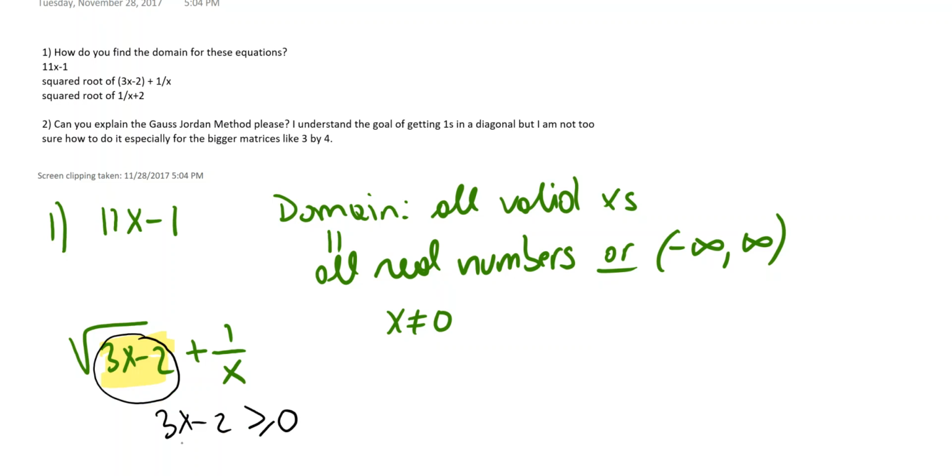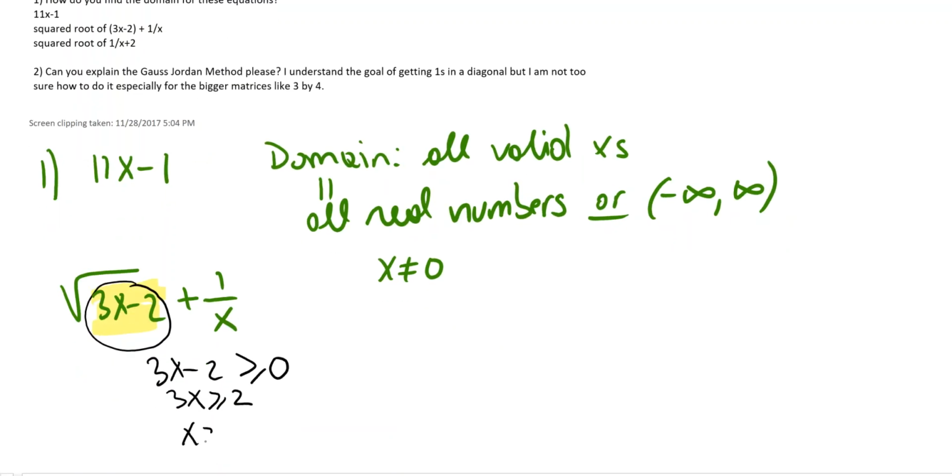So then to solve this, I add 2 to both sides, so I get that 3x is greater than or equal to 2. And then I divide by 3, and I get that x is greater than or equal to 2/3. So now, the domain of the resulting function is x cannot be 0, and x is greater than or equal to 2/3.